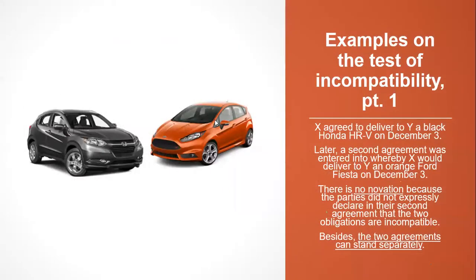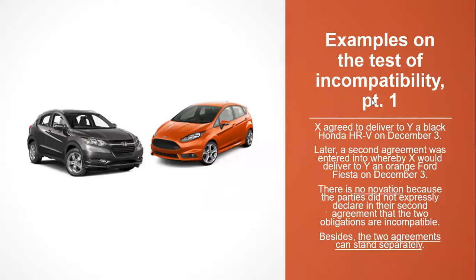For example, no, we have X and we have Y. X agreed to deliver to Y a black Honda HR-V on December 3. Later, a second agreement was entered into whereby X would deliver to Y an orange Ford Fiesta also on December 3. Is there novation? No, because the parties did not expressly declare in their second agreement that the two obligations are incompatible. Besides, no, the two agreements can stand separately.